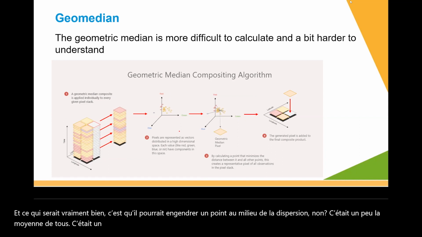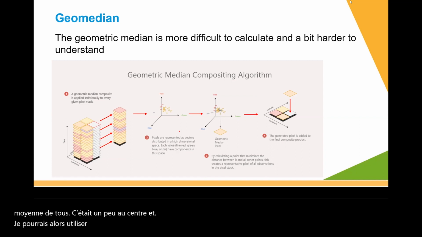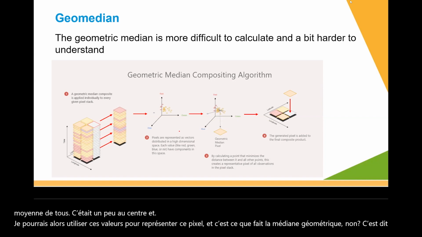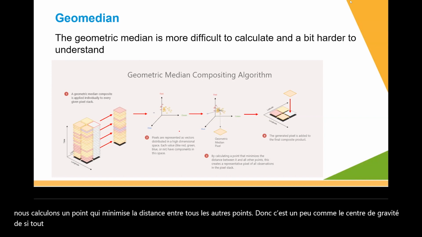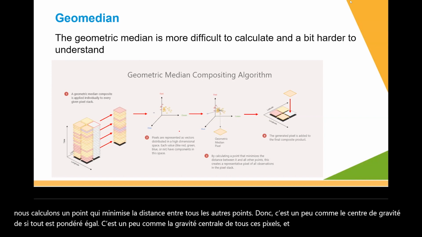And I could then use those values to represent that pixel. And that's what the geometric median does, right? It says that we calculate a point that minimizes the distance to all other points. So it's kind of like the center of gravity, if everything's weighted equal, of all these pixels. And then it uses those values to do that.